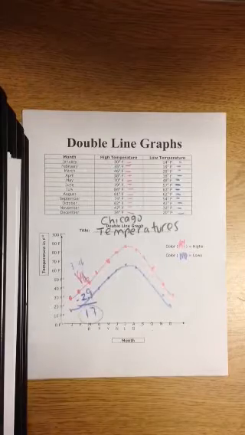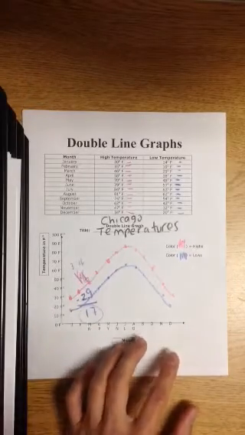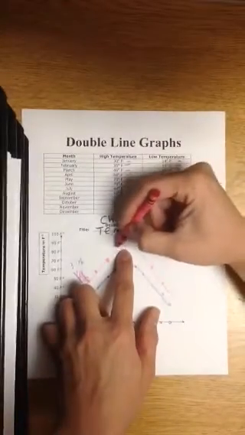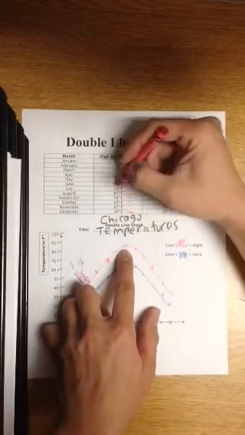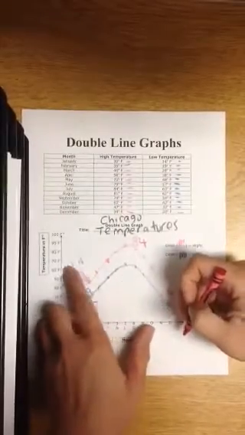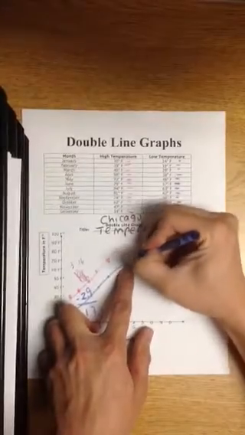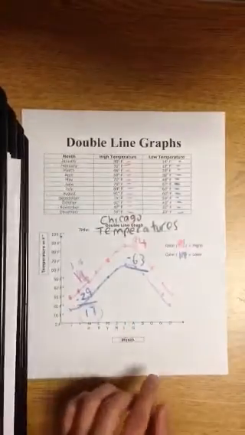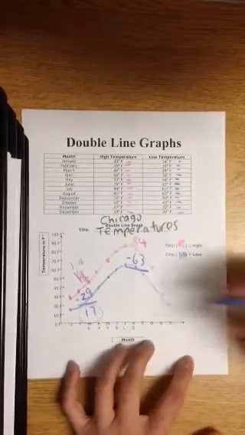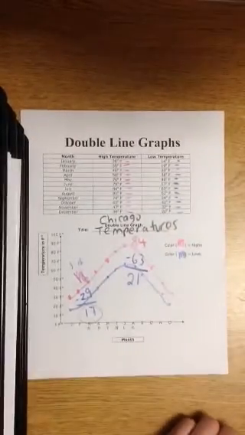What is the difference between the temperatures in July? July is the warmest of all. Was it 85? Oh, it's right here. 84. That was close. The low is about 63, I guess. Oh, it is 63. So the difference between the high and low temperature in July is 21 degrees. And that is a double line graph.